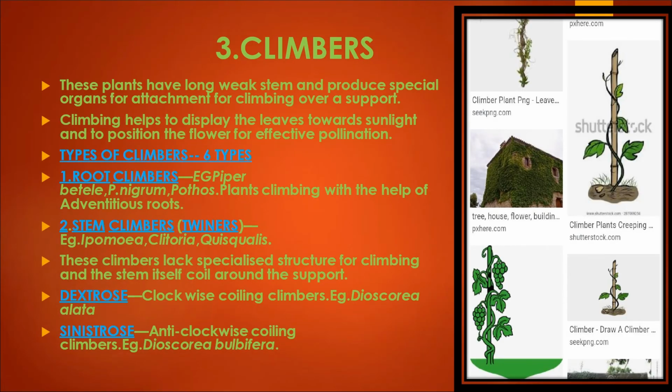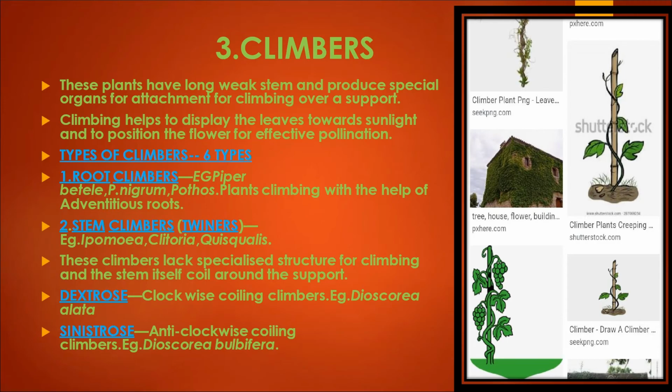Next modifications are climbers. These plants have a weak stem and produce a special organ for attachment for climbing over a support. The climbing helps to display the leaves towards the sunlight and to position the flower for effective pollination. Types of climbers: there are 6 types of climbers, namely the root climbers, example Piper nigrum. Stem climbers: here the climbers have specialized structure for climbing and the stem itself will coil around the support.